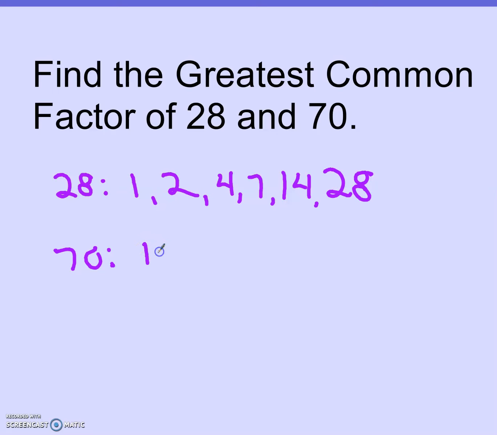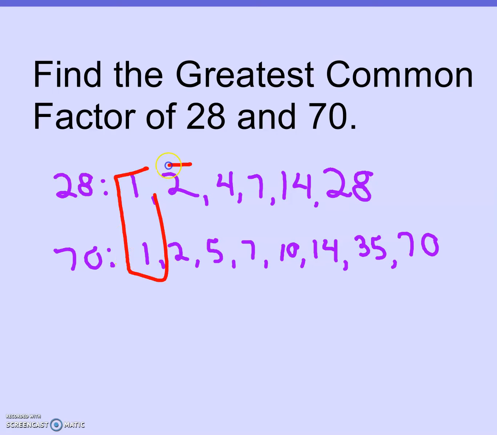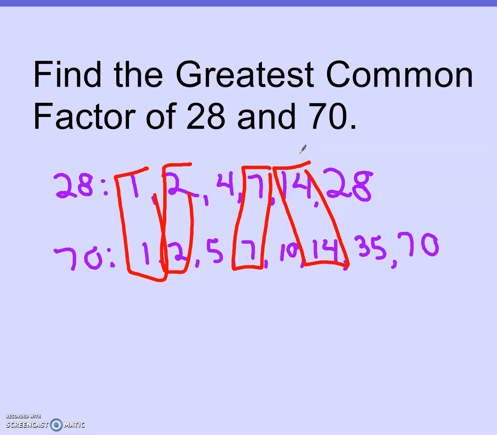Let's try 70. Well, 1 and 70, 2 and 35. Let's see, 3 doesn't go in, 4 doesn't go in, 5 goes in 14 times. Okay, 6, no, 7 and 10, 8, no, 9, no, 10, we've already got it. Okay, we're done. So if you look at the common factors, of course 1 and 2, they've got a 7 in common and a 14 in common. And the greatest common factor is 14.